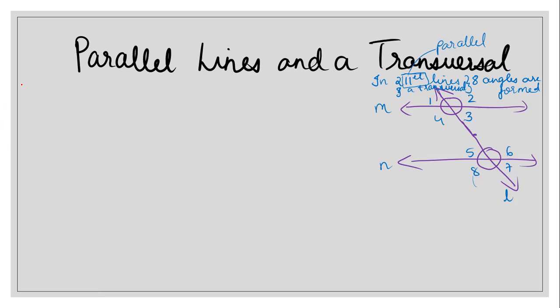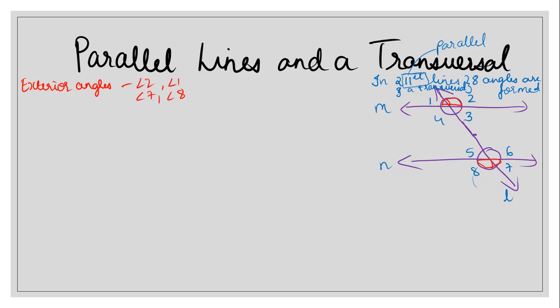Now, exterior angles. What are exterior angles? The angles which are basically outside the parallel lines, meaning angle 1 and angle 2 and angle 7 and angle 8. That means these two angles and these two angles. They're outside the parallel lines, so we call them exterior angles.